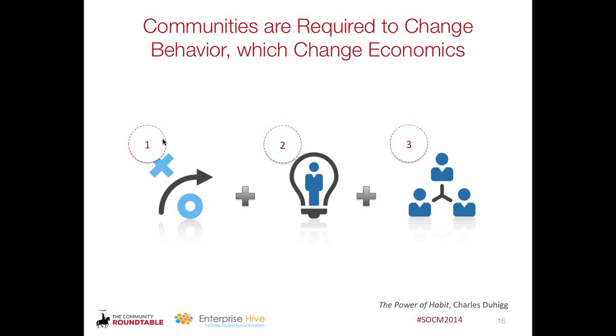So this is a little diagram from The Power of Habit, and Charles Duhigg says there's 3 things required to change behavior. And the first one is the mechanics of the change. What am I going to do instead of what I used to do to change a behavior? The second is belief that the change is a good thing and that it's possible for me. And those 2 things can get you to change behavior.